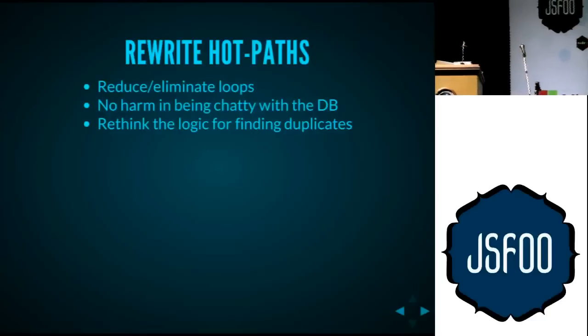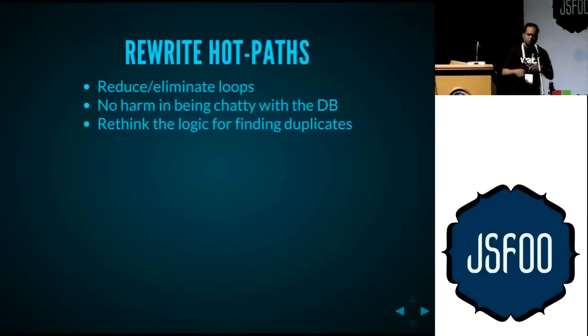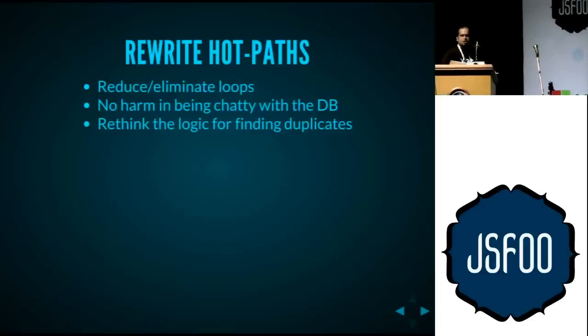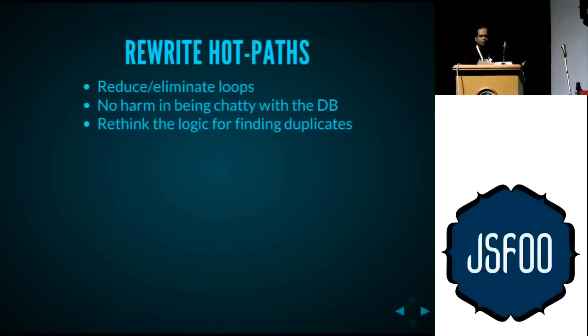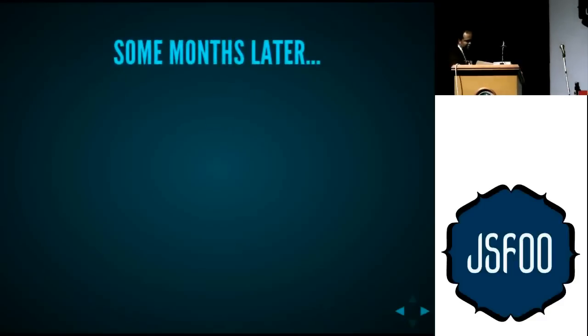I also had to rethink the logic for finding duplicates. How do I identify duplicates so that it's not an iterative process, but some sort of lookup rather than iteration? That helped me scale Node on the same machine without having to give it too much infrastructure. And that looked fine.